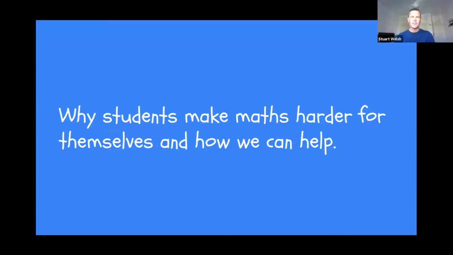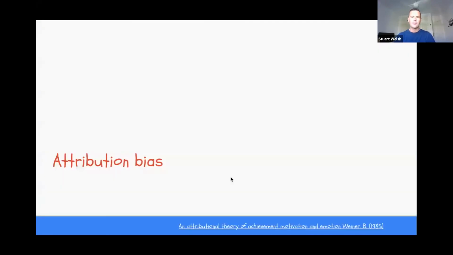One of the things that students do that makes their life harder is the sad fact, whether we like it or not, that some of them just believe that maths is hard. Parents and brothers and sisters, siblings, even teachers sometimes tell them that maths is hard. They get this idea that you're either a maths person or you aren't. And students are then able to attribute their lack of success to this.